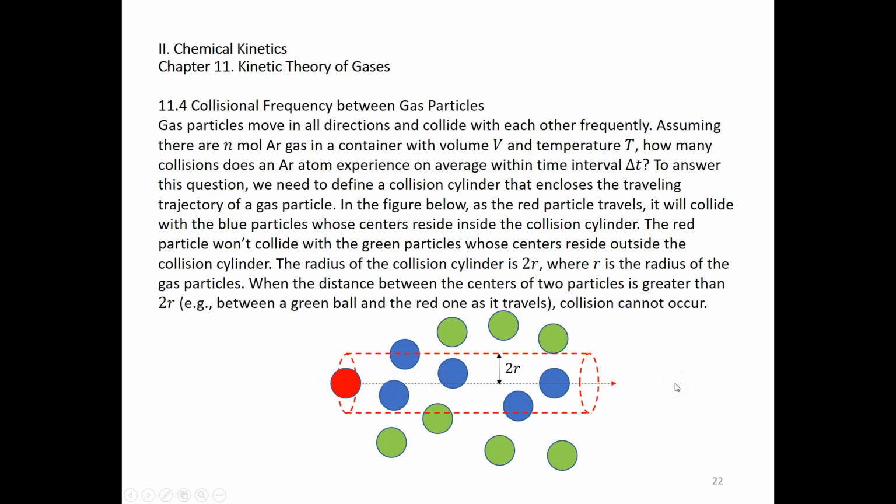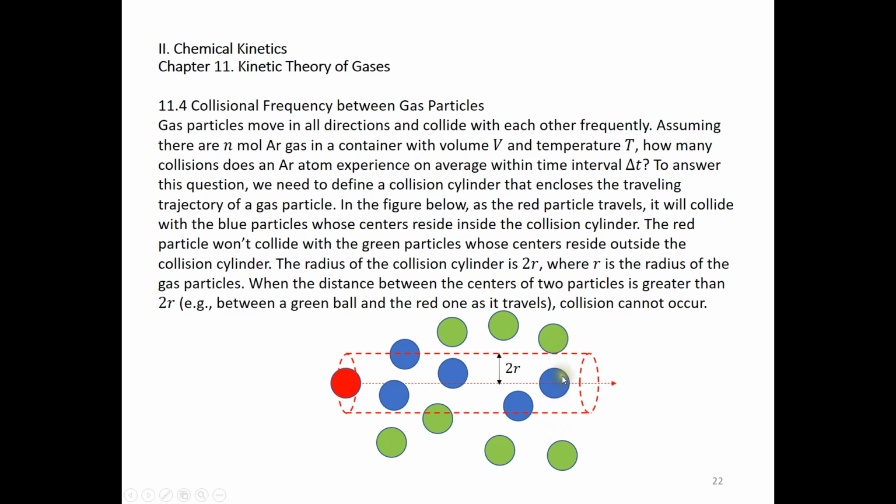Now we're going to examine the other particles. We have a total of 12 particles here: 5 blue spheres and 7 green spheres. What's the difference? The centers of the blue spheres are within this cylinder, marked by the dashed line. The centers of the green spheres are outside this cylinder. And why do we need to separate these two different kinds of spheres, one in blue, the other in green?